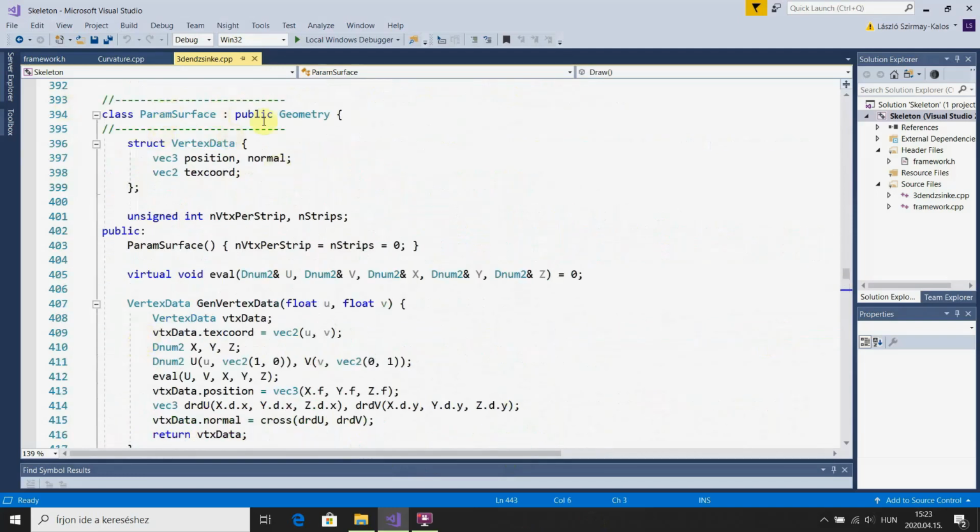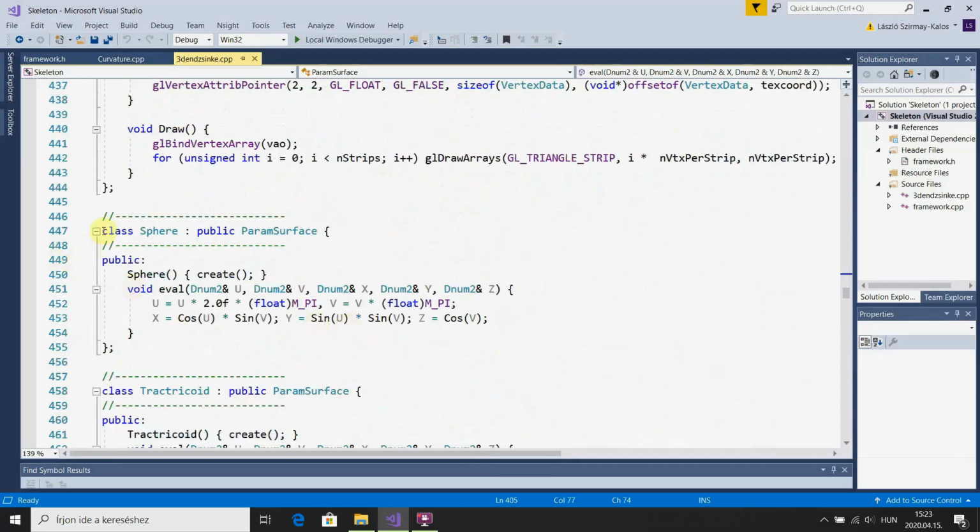So this is a general parametric surface class. It has a pure virtual function called evaluation. When it comes to a particular parametric surface type, only this evaluation function should be implemented. And we can inherit the generation of information associated with sample points and also the tessellation of the surface into a vertex array object or a triangle strip structure. So our first example is the sphere.